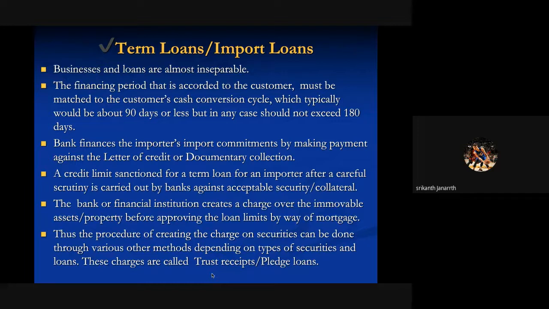So that kind of a facility is called a trust receipt. Sometimes the bank might have a limit, but they still sign the trust receipt to ensure the limit is marked, and you need to make the payment by signing a trust receipt agreement. Or you may call it a pledge loan. There are two things we are going to learn: trust receipt and pledge loan.